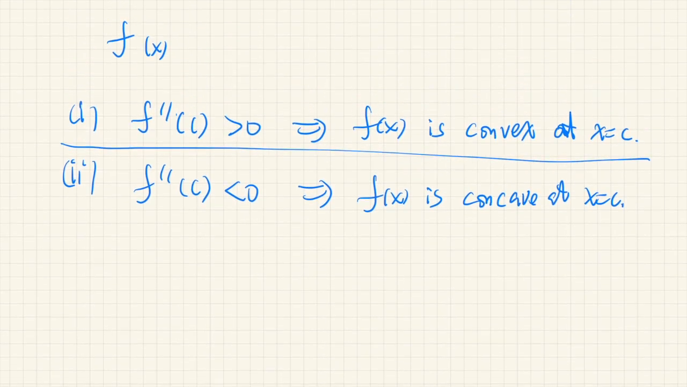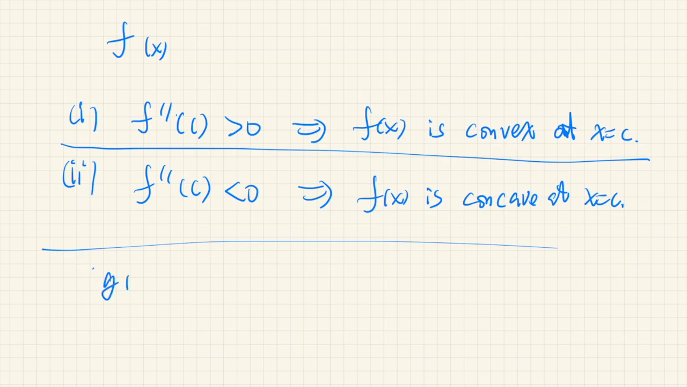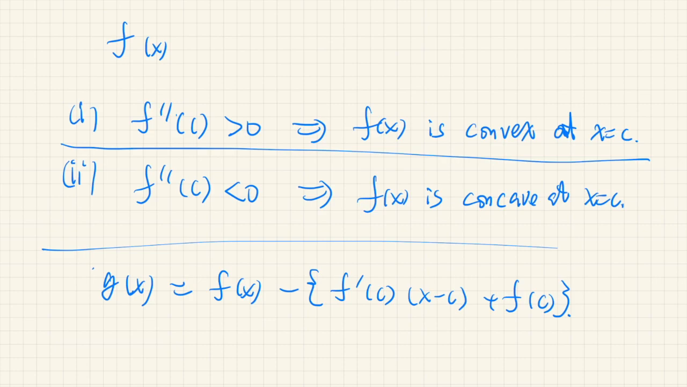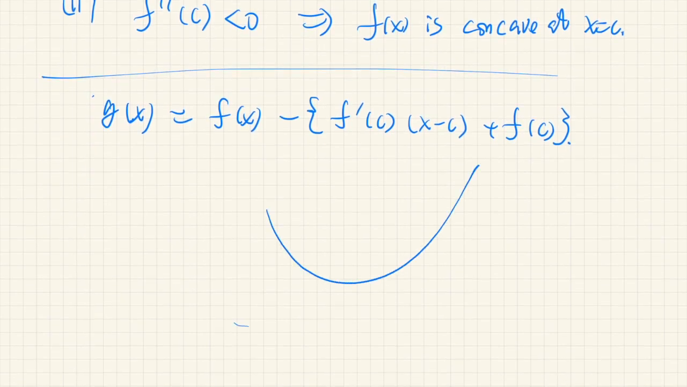Okay, so for proving this, we define a new function g of x. That is the difference between f of x and its tangent line at x equal to c. So the tangent line is f prime of c times x minus c, plus f of c, right? So if we have a line like this, and if c is here, then the tangent line is this, right? So this g of x means the difference between this function and this tangent line, okay? So at x equal to c, this g becomes 0. And we show that this is the minimum value of g of x.